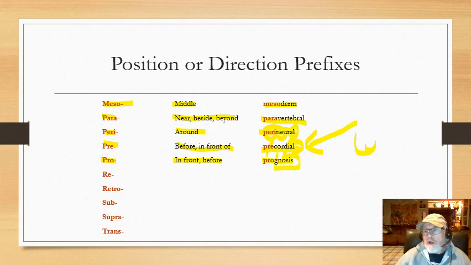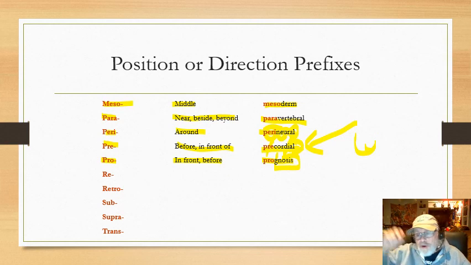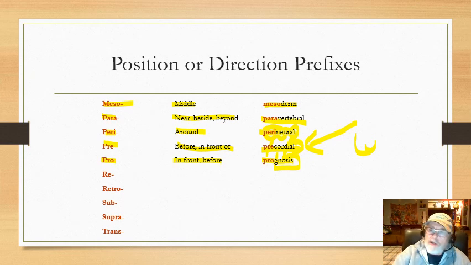So what a prognosis is, it's a guess as to what's going to happen down the road before you really know what's going to happen. You're making a guess before knowing what's happening down the road. So you're making a prognosis of something. It's before or in front of the actual knowledge of what's going to happen. It's sort of an estimate or a guess. And that's called a prognosis because pro means before or in front. So yeah, hopefully all these prefixes start to make a lot of sense to you.